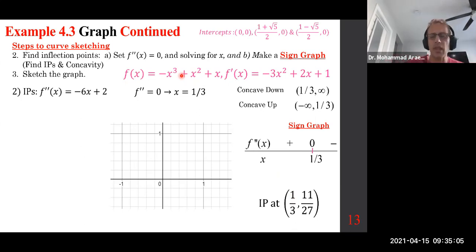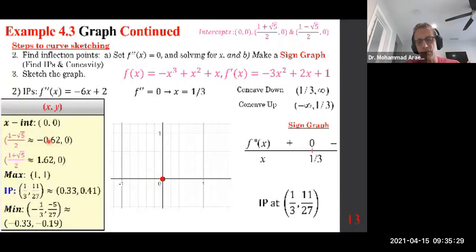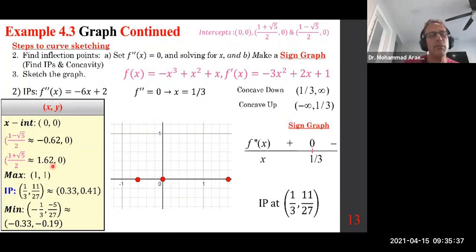So let's quickly recap by reading the summary of the pairs and look at each one accordingly and see what happened. The first, x-intercept at 0. Then (1 minus square root of 5)/2, it's about negative 0.62. And the reason we write it in this format is for the sake of the graph. The other one, 1.62. Maximum occurs at (1, 1). And we're going to put an arrow, meaning it can't cross that. The IP, inflection point, again about (0.33, 0.41), because it makes it easier to show it on a grid. Minimum occurs again with the decimals.